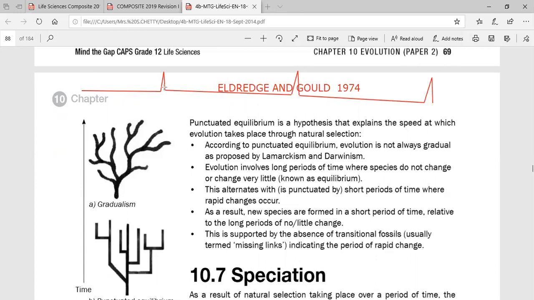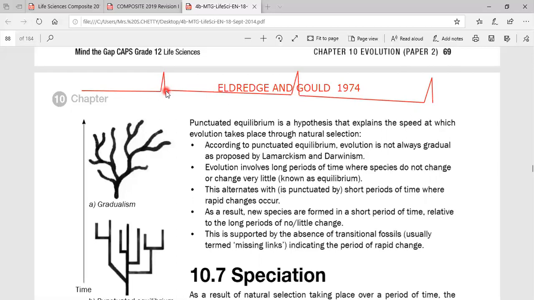This is like writing a sentence punctuated with a full stop. So that's why you call it punctuated equilibrium. Evolution involves long periods of time where species do not change or change very little. This alternates with short periods of time where rapid changes occur. As a result, new species are formed in a short period of time relative to the long periods where there's no change. How did they know this? This is supported by the absence of transitional fossils, because the change happened so fast. You went from there to there in such a short period of time.